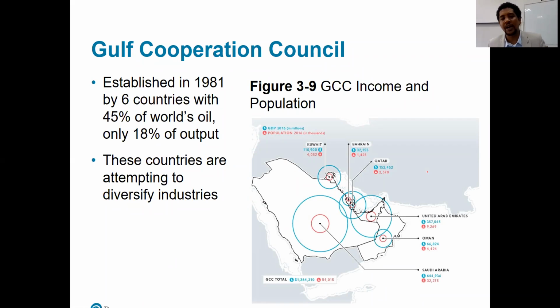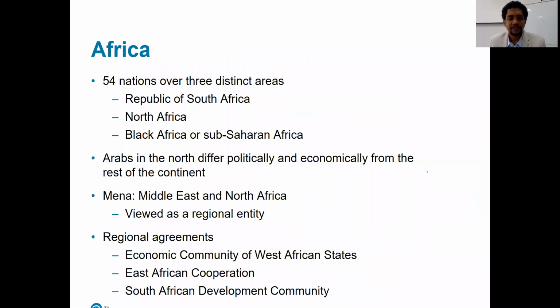And these countries are attempting to diversify their industries too. So if, for example, you take the UAE, it is diversifying to other economic sectors also, right? But they are mostly influential with petroleum and oil and their prices in the world, right? And maybe probably the last one is Africa.